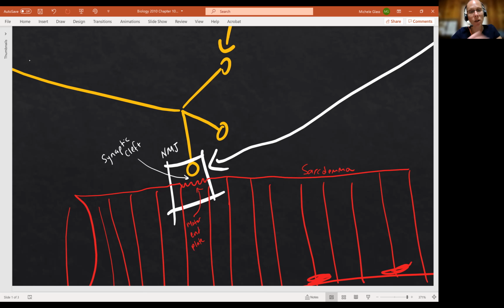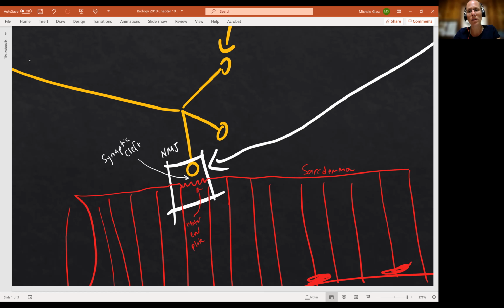So when we're looking at the sarcolemma, which is the cell membrane of the skeletal muscle, we have a special region called the motor end plate, which has a lot of folding. And this is the skeletal muscle fiber component of the neuromuscular junction. And again, the synaptic knob and the sarcolemma, that motor end plate, actually don't physically touch each other. There's a small space there called the synaptic cleft.